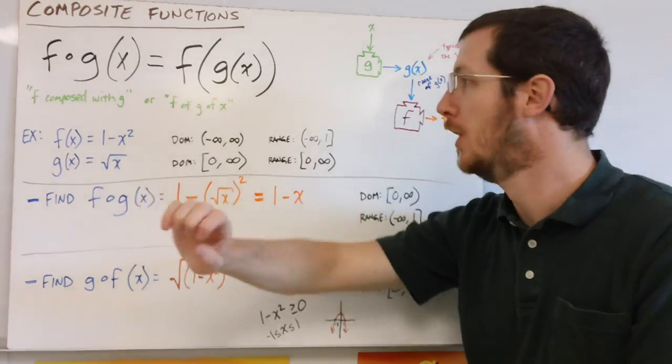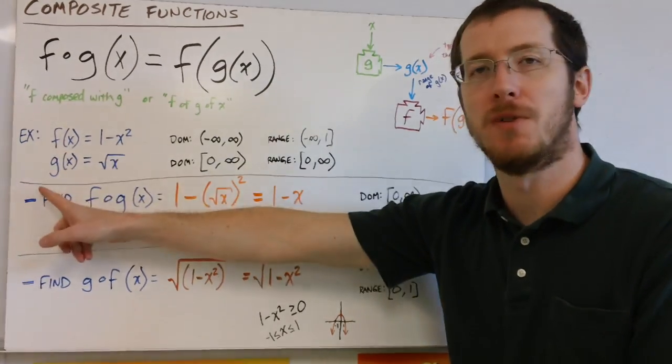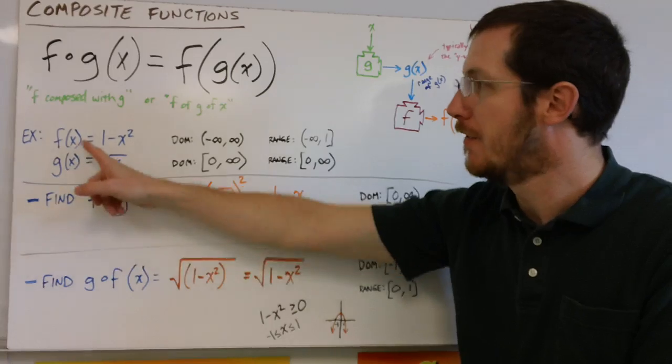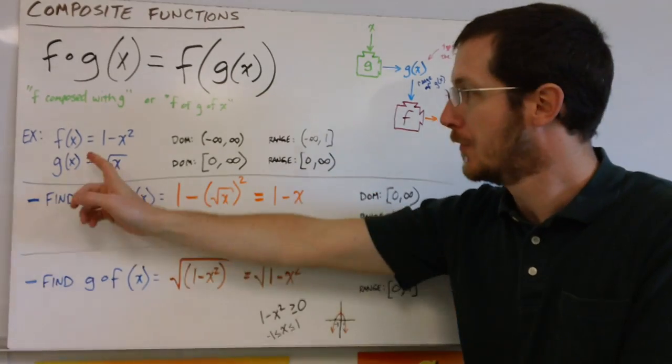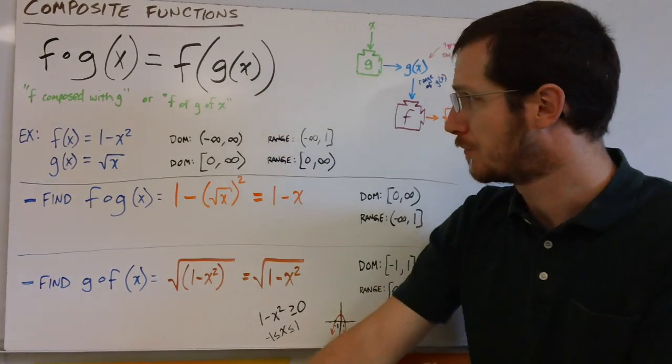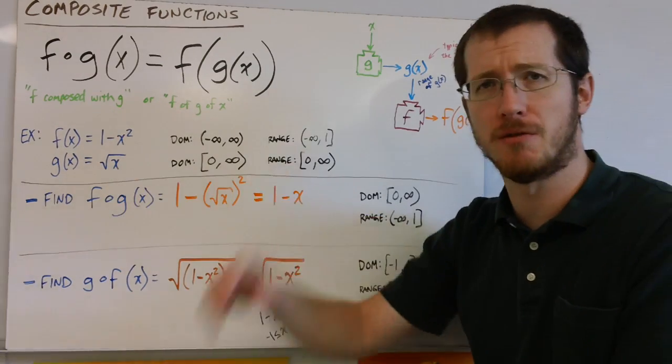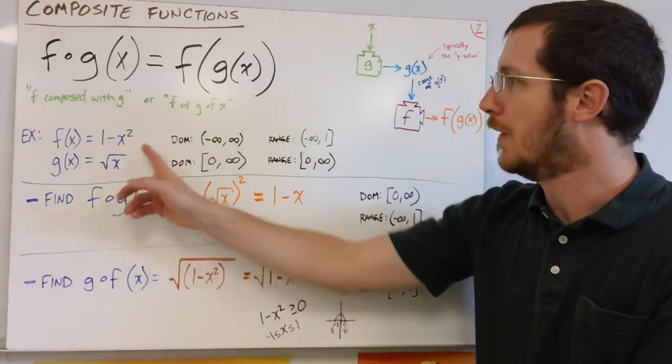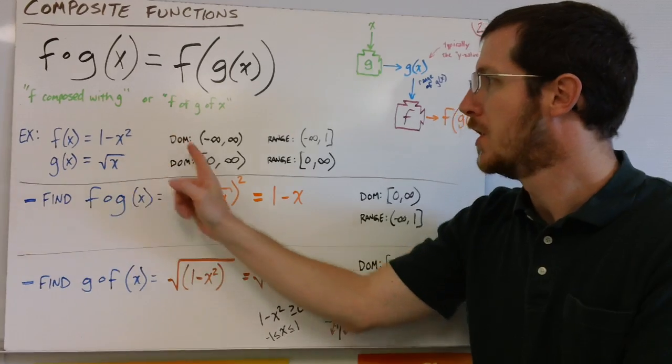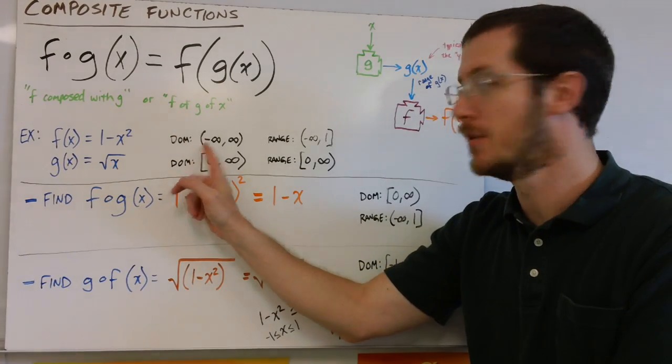So let's look at an example. Again, we're given two functions, f of x and g of x. f of x is 1 minus x squared. g of x is the square root of x. If we go ahead and find the domain and range for each of these, this is a quadratic function, so its domain is all real numbers.